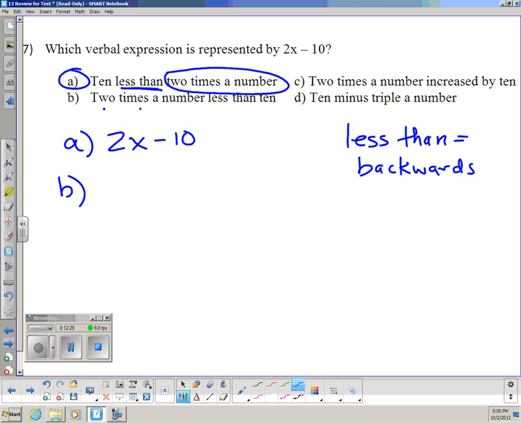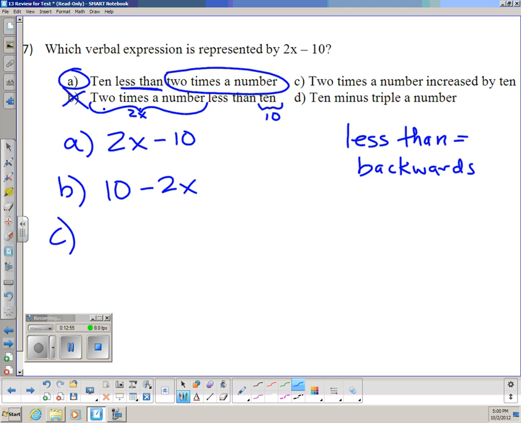This could be translated really two ways. Here's one way. And I wouldn't ask you anything ambiguous like that on the test. 2 times a number is 2x. Less than 10 is 10. But I want to switch this. So I'm saying 2 times a number less than 10. So less than means to switch the order. So I would do 10 minus 2x. That's no good.